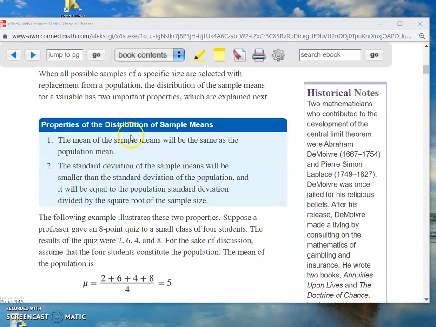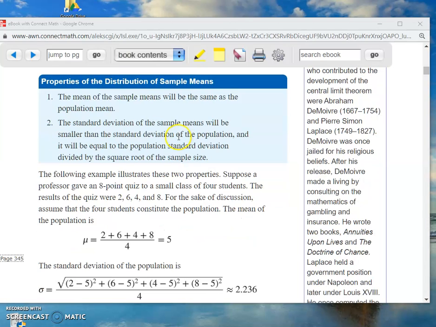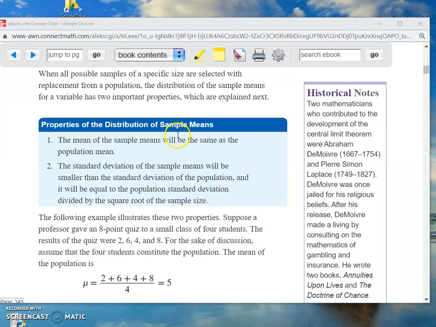Now listen, this is in general, the generic distribution of sample means. It doesn't say anything about being a normal distribution. This is the properties of the distribution of sample means. We haven't gotten to the concept of normality yet, or that it's a normal distribution. The mean of the sample means will be the same as the population mean.